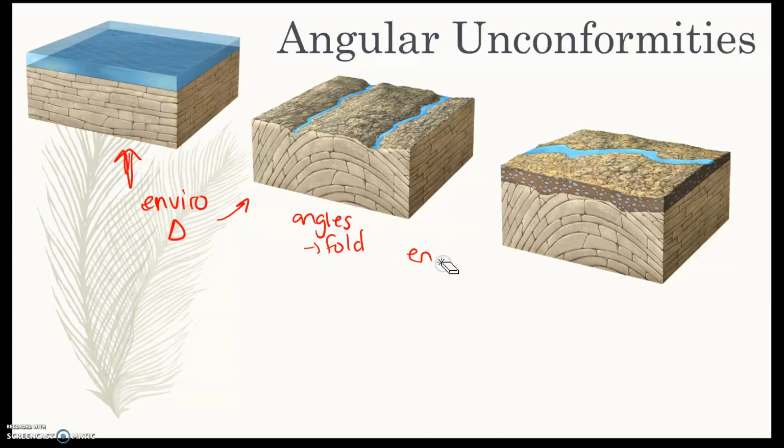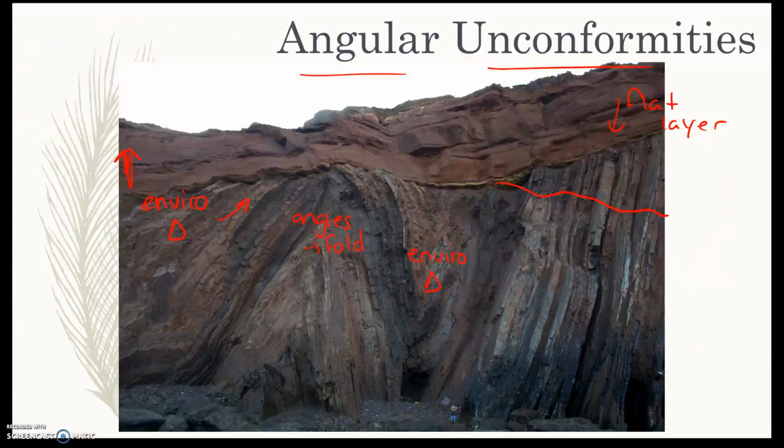Sorry, I can't spell. The environment will change again into one that allows for flat sedimentary layers to be deposited on top. So this contact point between these two angled layers and the flat layers on top, this is known as an angular unconformity. Okay, so here's an example.